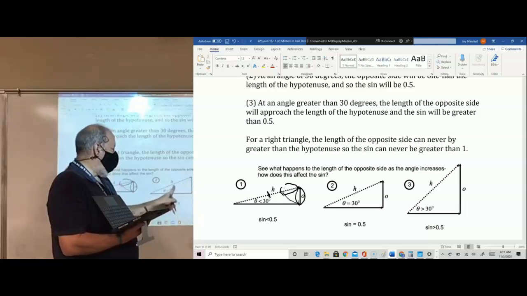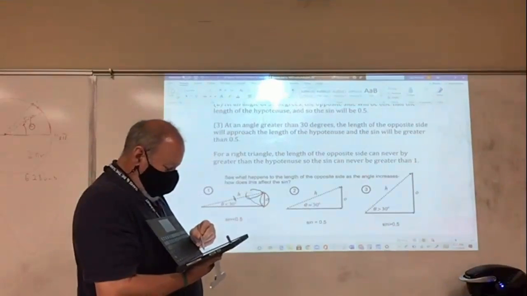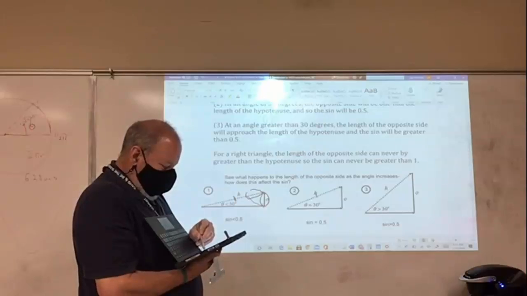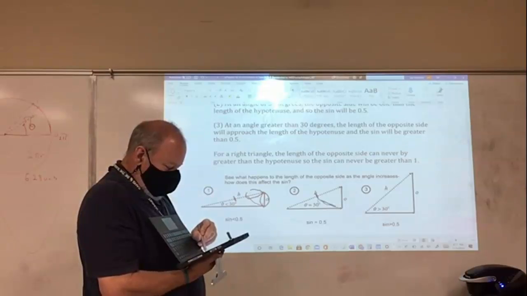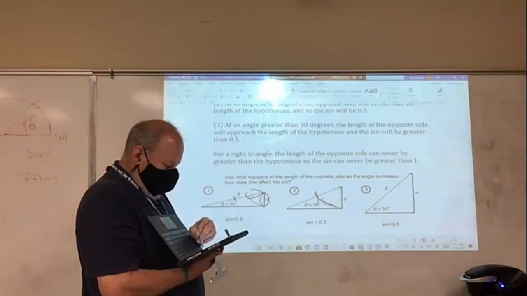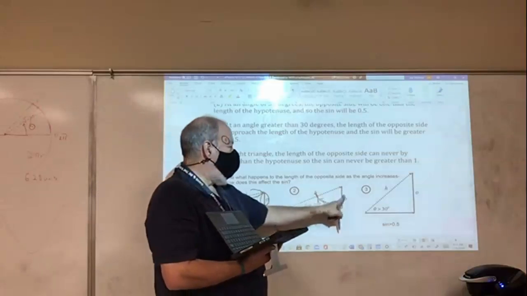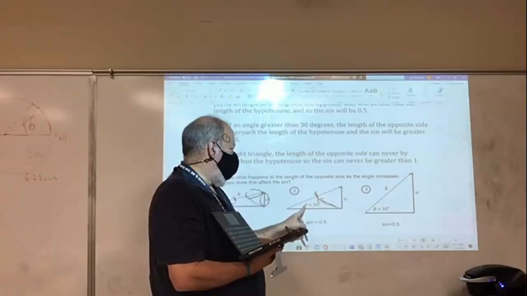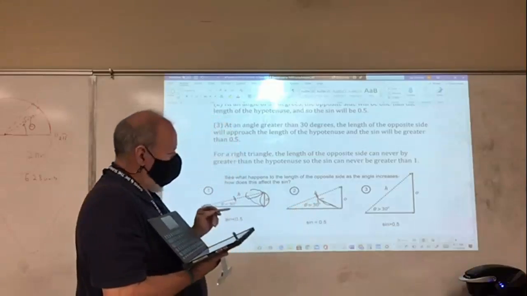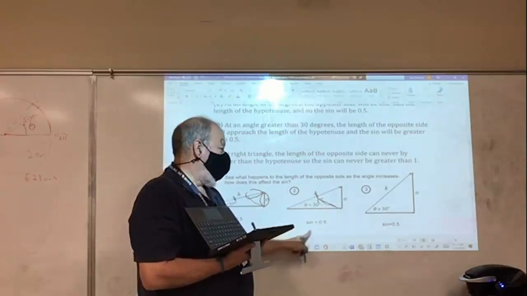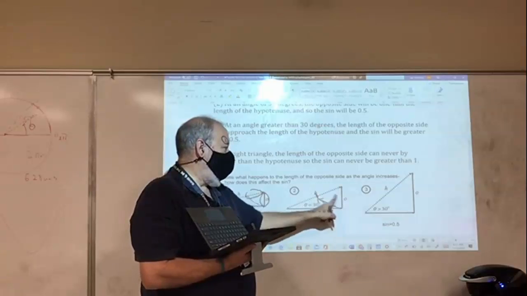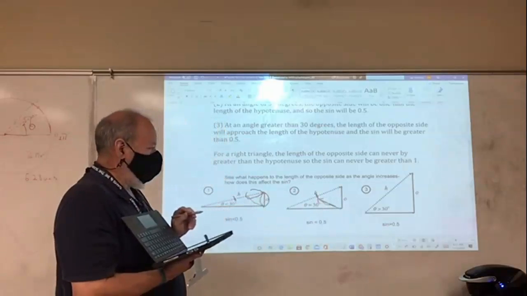If the length of the opposite side is exactly 1/2 of the length of the hypotenuse, if I swing that up here, I'm going to find out that the opposite side is exactly 1/2 the length of the hypotenuse, and my drawing is not quite to scale there. And in that case, my sine will be 1/2. So you should remember this value. The sine of 30 degrees is 1/2. The opposite side is 1/2 the length of the hypotenuse.